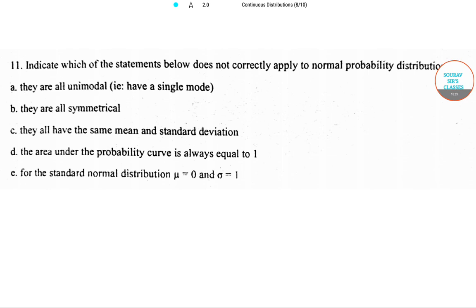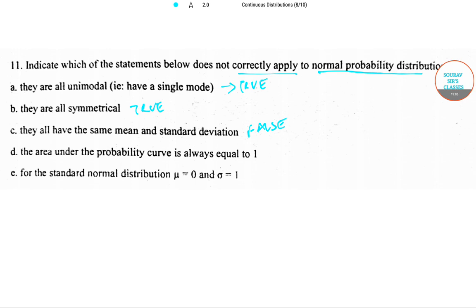The next question is, indicate which of the statements below correctly apply to normal probability distribution. Option A, they are unimodal. Yes, they have a single mode. It is true. Option B, they are symmetrical. As I had drawn in the previous question, they are symmetrical. So option B, it is true. Option C, they have the same mean and standard deviation. This is false. They cannot have the same mean and standard deviation.